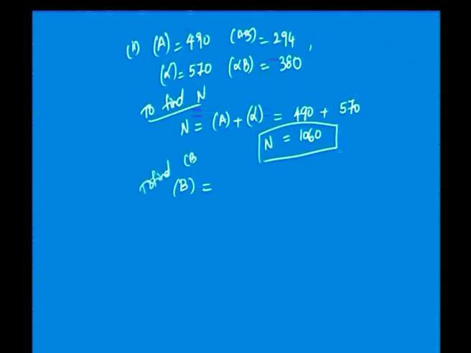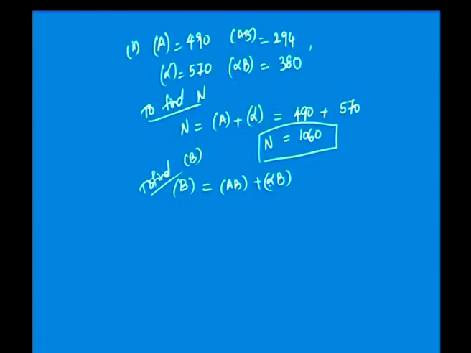To find B, B is equal to AB plus alpha B. B being fixed, this is the formula for B as already discussed: A and its complement. That is, corresponding to B, you have to take the other attribute A, so AB plus A's complement alpha, so alpha B. AB value is 294 and alpha B is 380, and this gives you the answer 674. So, B is equal to 674.